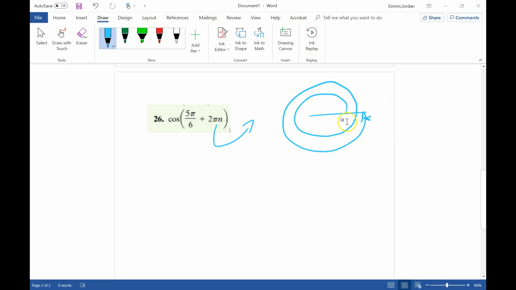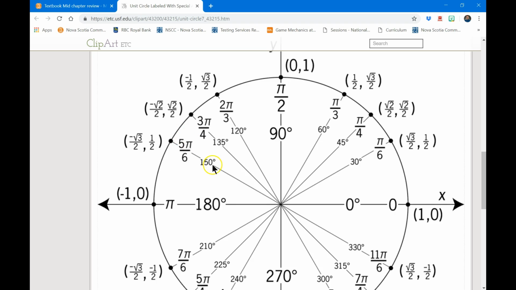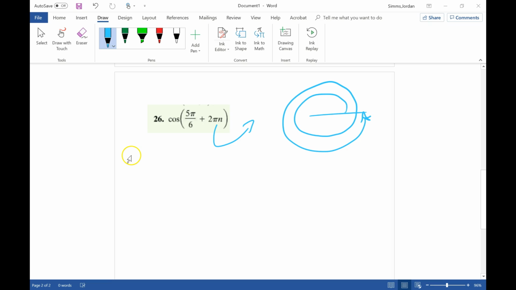Basically, we don't really even care about that. We're just rotating around. We're going to end up at the same spot. So let's evaluate the cosine of 5 pi over 6. We'll have a little look. Here's 5 pi over 6. The cosine is the x component there, which is negative root 3 over 2. So that's going to be our answer right there, buddy.